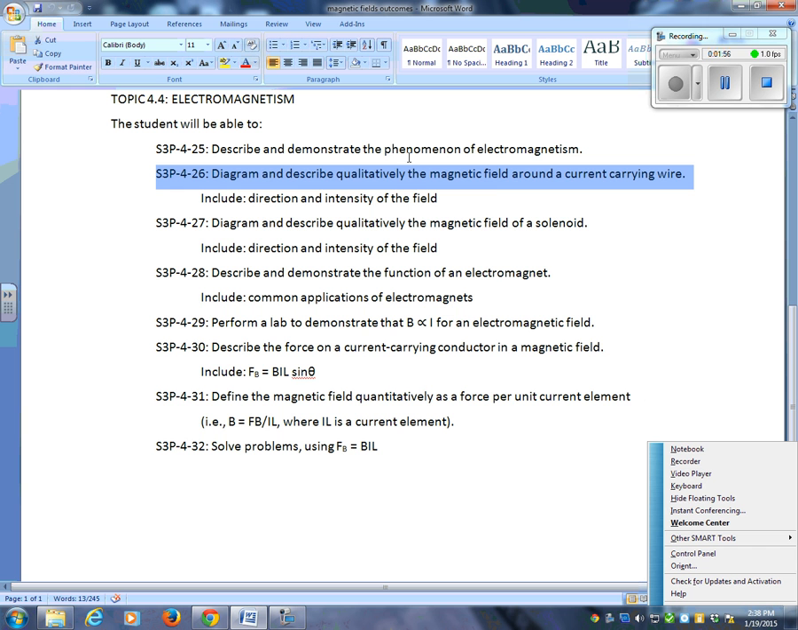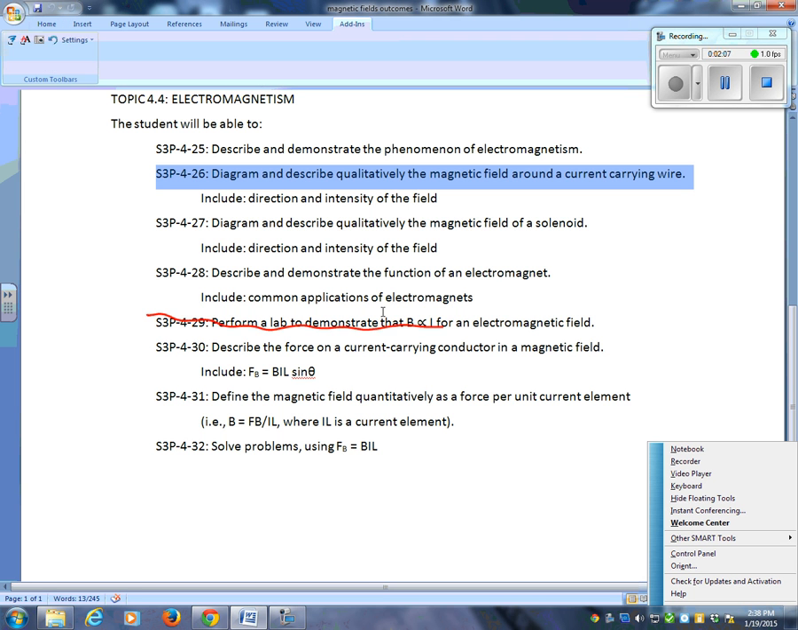Describe and demonstrate phenomenon of electromagnetism. Diagram and describe qualitatively the magnetic field around a current carrying wire, direction, intensity. Diagram, blah, blah, blah. I will not perform a lab. We will not be doing that. I may get to this right here. Okay, we'll see how far I get. I will clearly outline for you on probably the Monday exactly what we've covered under magnets, and I'll leave it like that.